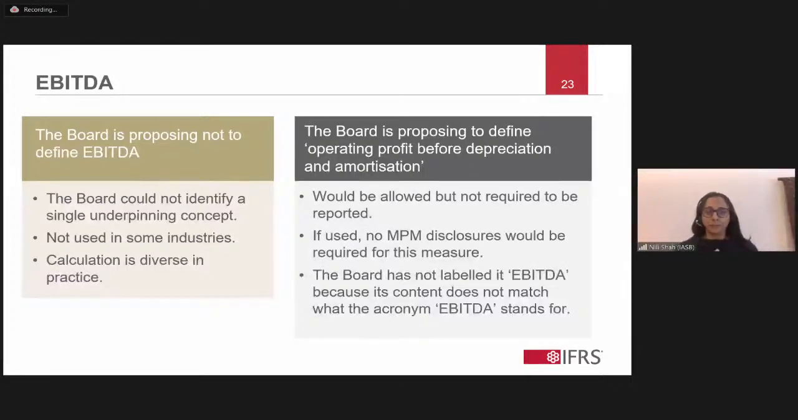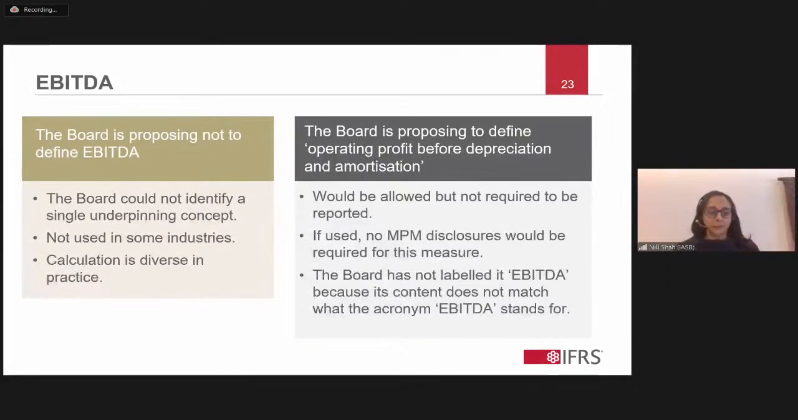And you might be wondering, in Nick's presentation on the subtotals, he did not say that EBITDA is a defined required subtotal. The board does recognize that this is a widely used subtotal, and it had extensive discussions about whether and how to define it, and it decided not to do so. So you might be wondering, well, why is it not defined? And if it is not defined, then does that mean it's a management performance measure, which would require all of the disclosures that I'll talk about in a minute?